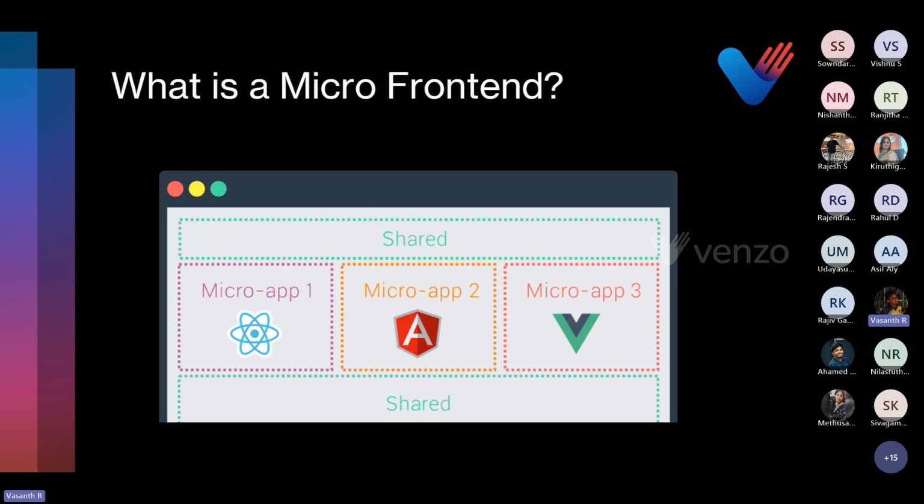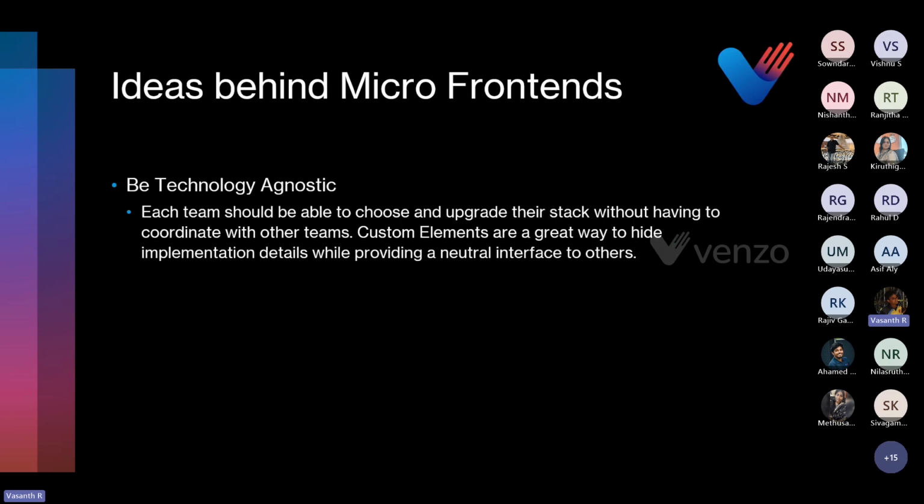You are seeing a picture where there is an application, there are some shared components, and in the middle we have three micro applications. The first one is built in React, the second one is in Angular, and the third is built in Vue.js. This is going to be the beauty of the micro frontend concept. Each micro app can choose their own tech stack and maintain their code base separately, but still function together in a common application, which acts as a root application or the base application. So what is the idea?